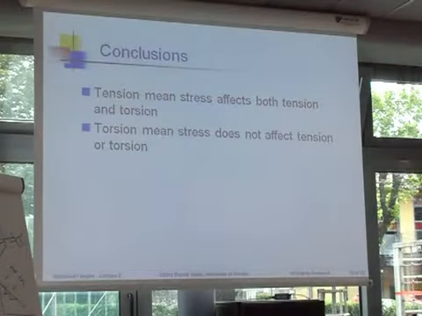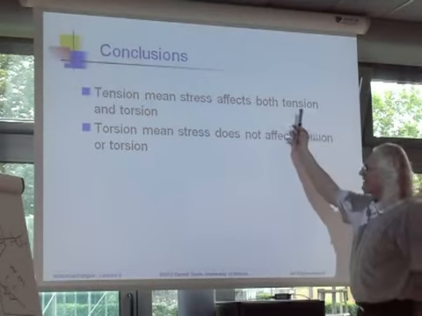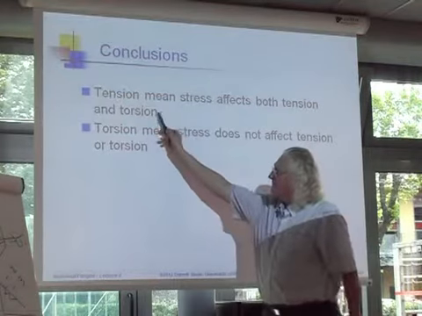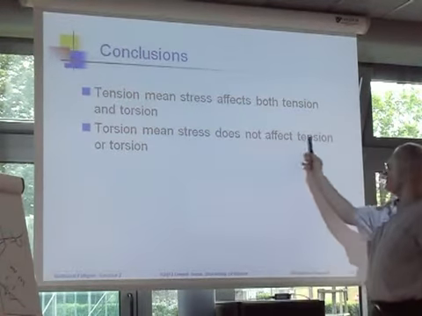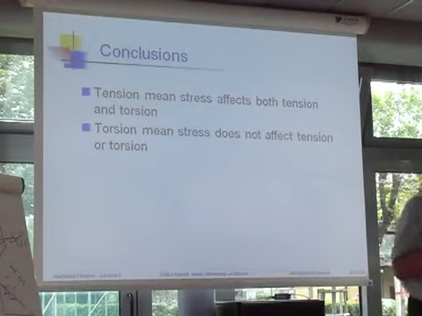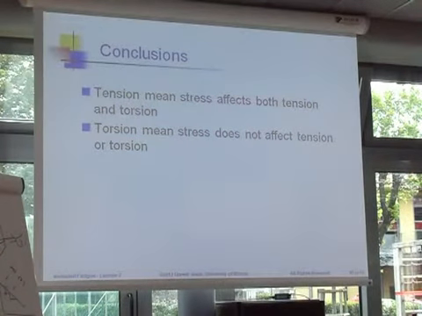So the conclusions I make from this data are that a tension mean stress affects both the tension and torsion behavior, and a mean shear stress doesn't affect either one. All right. Now, how would you like to combine these into some theory? You have your choice.